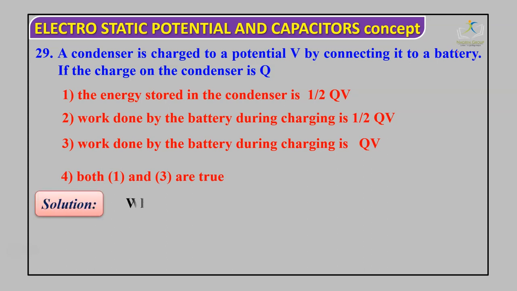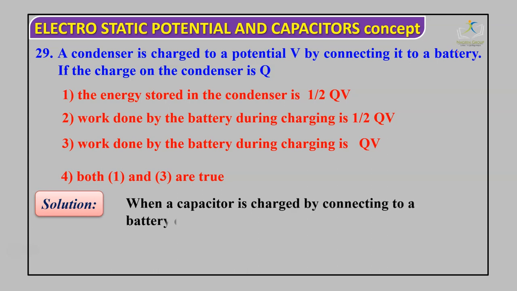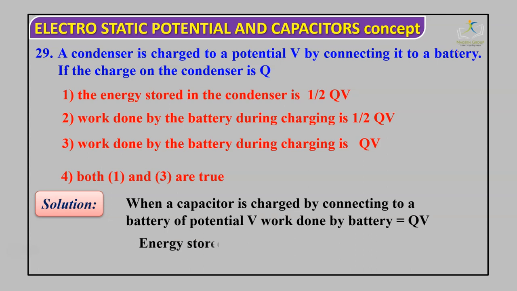So we have the solution. When a capacitor is charged by connecting a battery of potential V, the work done by the battery is QV. Energy stored in the capacitor is half QV. According to that, both 1 and 3 are true.